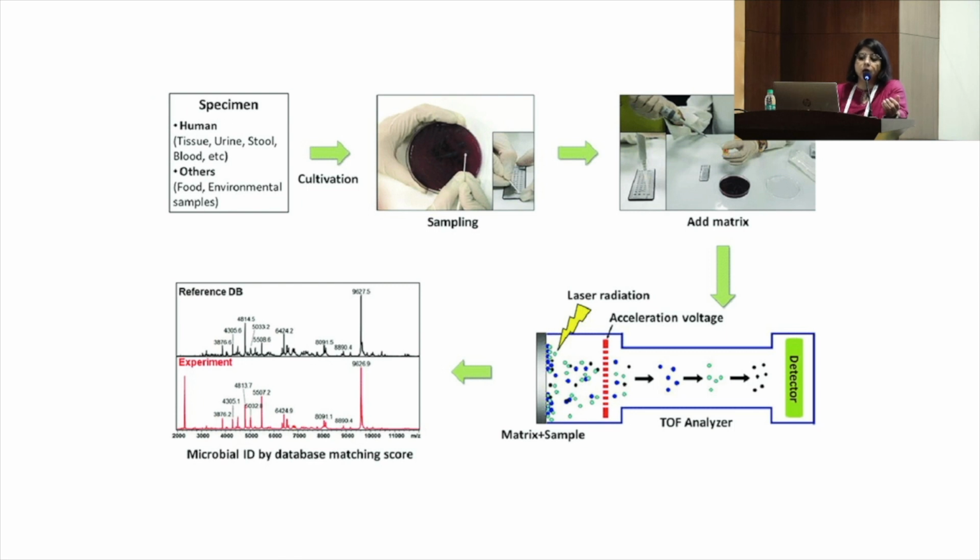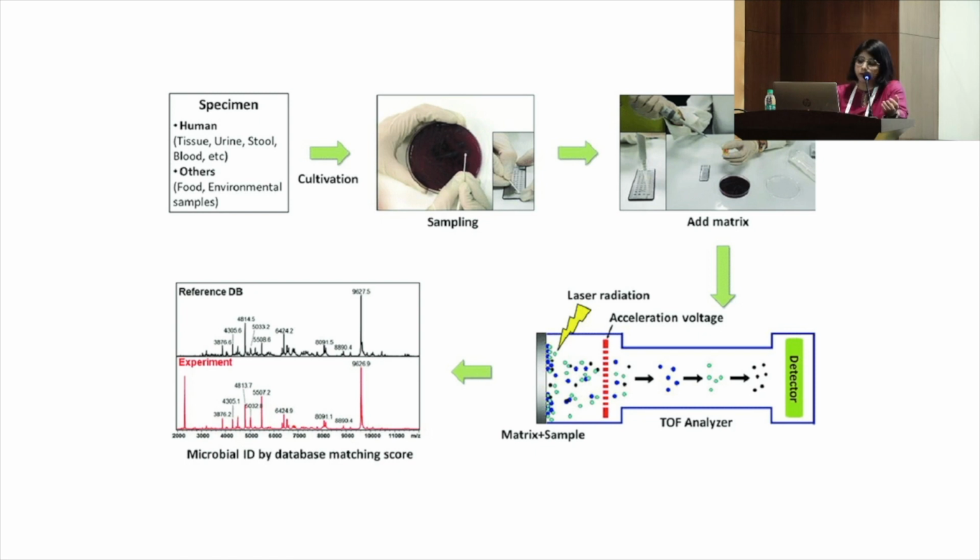So we take a sample, cultivate it, take a colony from there, and add a matrix. There's a matrix which can absorb the energy. So we expose that sample to laser radiation. There is a generation of ions and charged particles, right? So they travel through this tube. That is the time of flight.